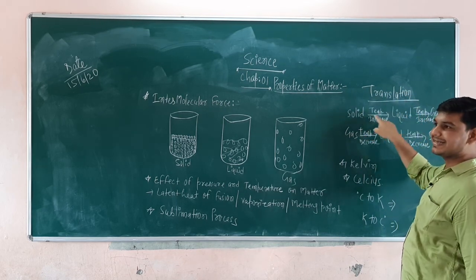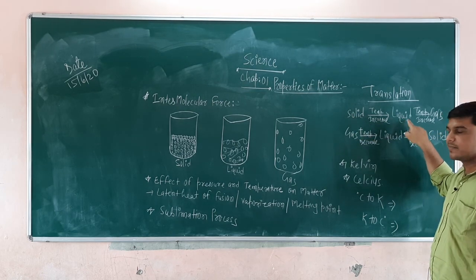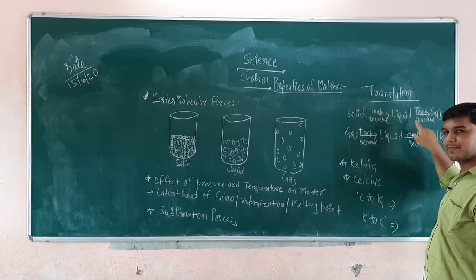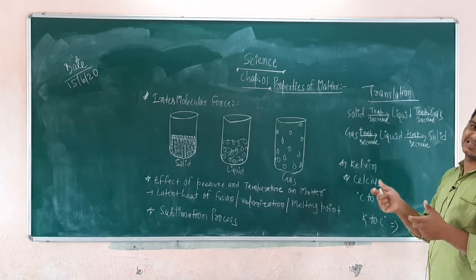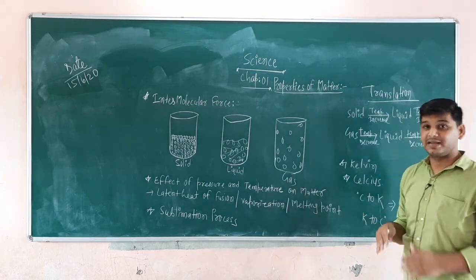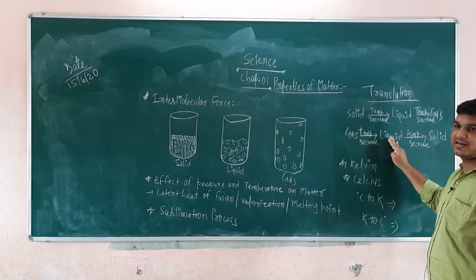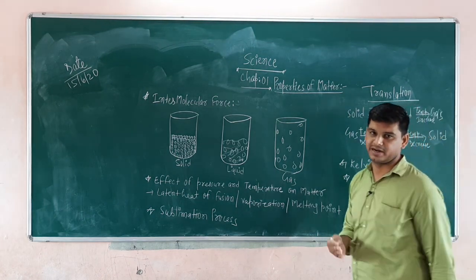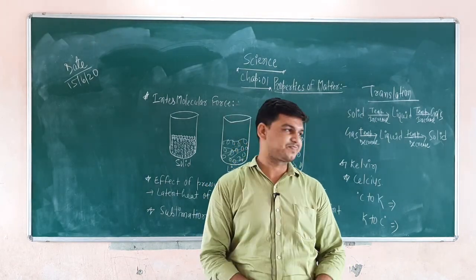When we provide heat or increase the temperature of a solid substance, it is converted into a liquid. Also, when you provide heat to a liquid substance, it is converted into a gas. That is called the transition process, where a substance changes its shape from one form to another. Similarly, when we decrease the temperature, gas is converted into liquid and liquid is converted into solid. That is the vice versa process, generally called a physical change.